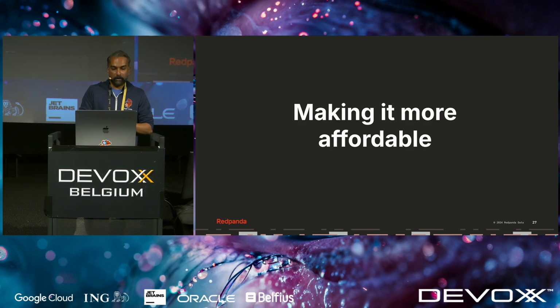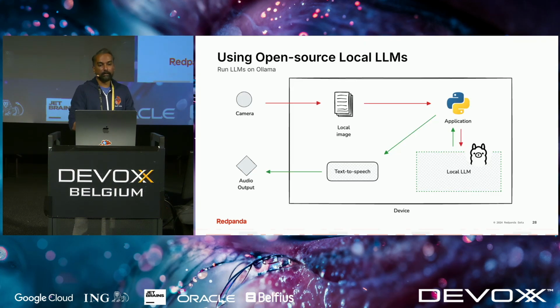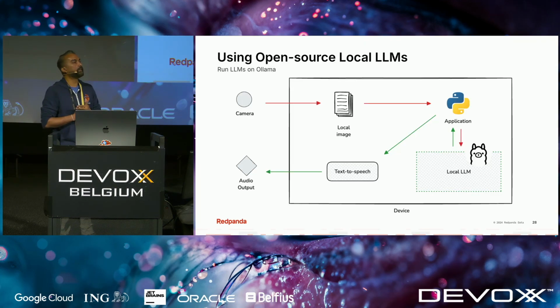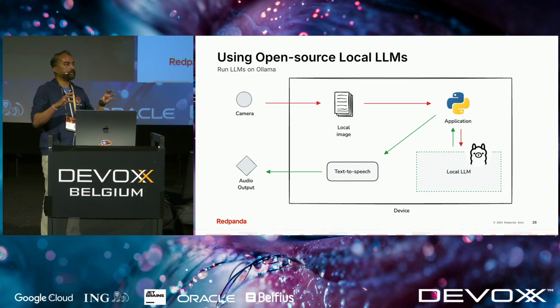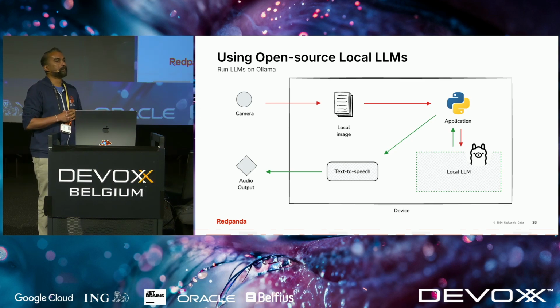Now, even with Raspberry Pi, we can try to push it to its limit. So basically, I'm trying to make it more affordable by using open source local LLMs. I'm trying to run these LLMs inside the device, the Raspberry Pi. It is not tried yet, but I'm getting there.